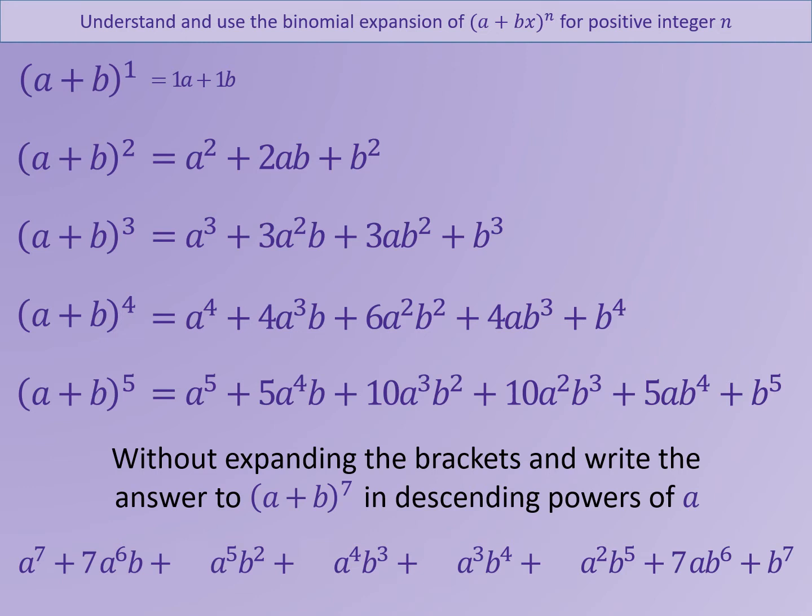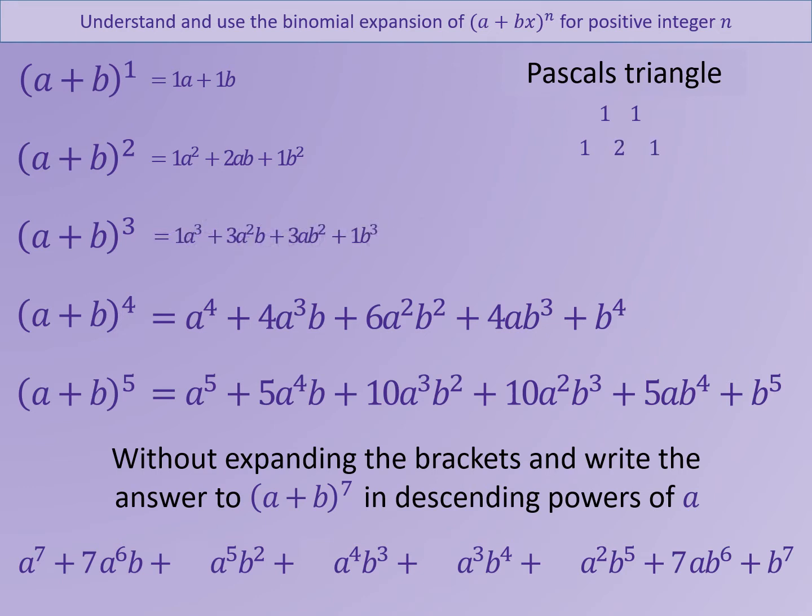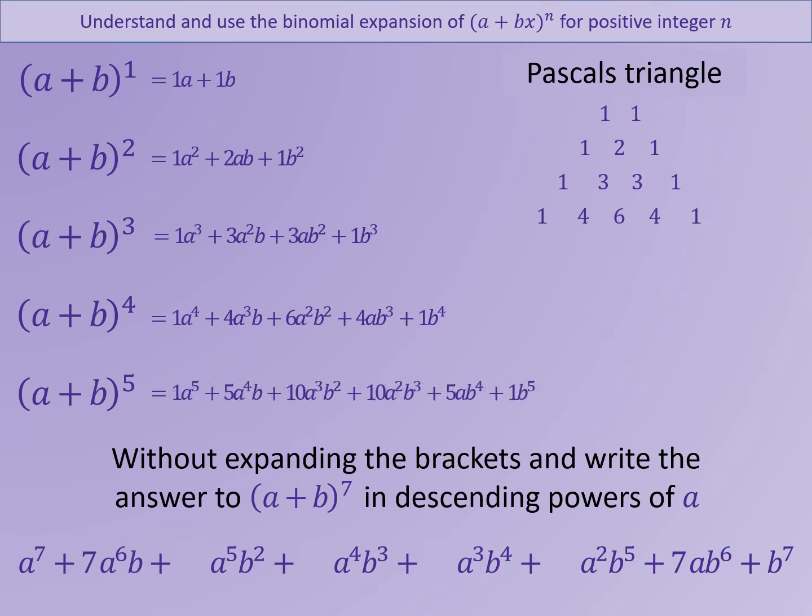So as you can see here, I've added an extra line at the top, which is just my (a + b) to the power of 1 expansion. And what I can do now is write down the coefficients for each of the terms. So for our first line, our coefficients are 1 and 1. For our second line, our quadratic, our coefficients are 1, 2 and 1. Our third line, which is our cubic expansion, we've got coefficients of 1, 3, 3, 1. And I can carry on. So here is my next line, and here is my final line.